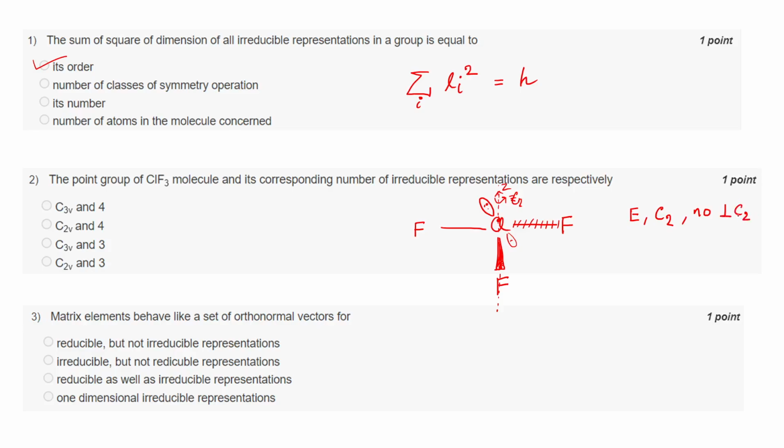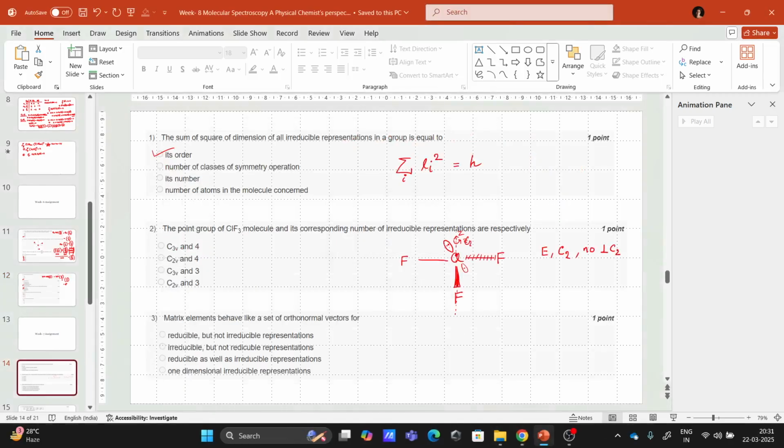So no perpendicular C2s. What about sigma v? Sigma v's will be there. So how many sigma v's are there? One each along the bonds. Let me actually check the structure. Do we have the structure of ClF3?